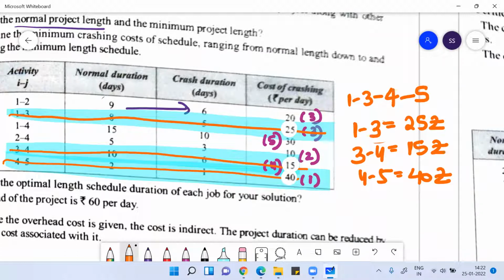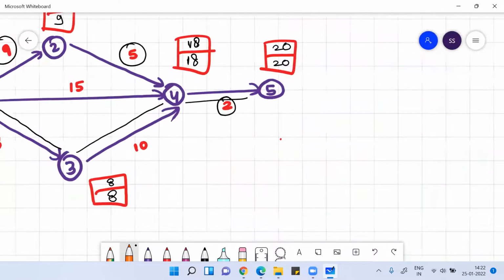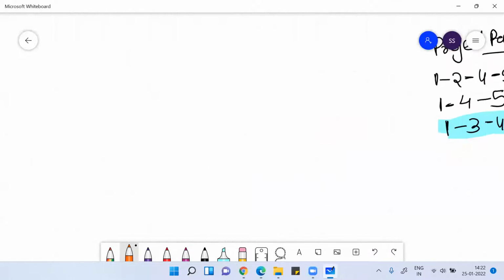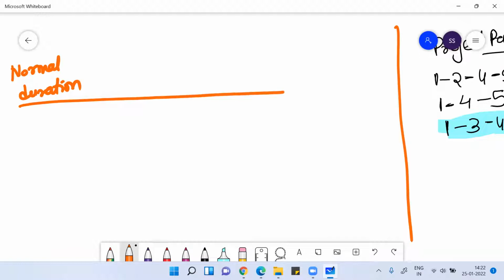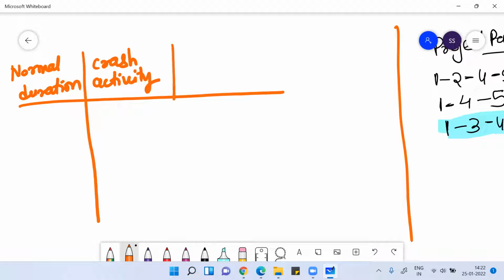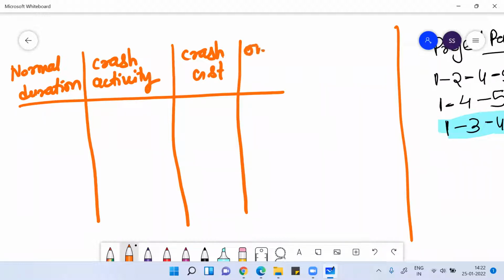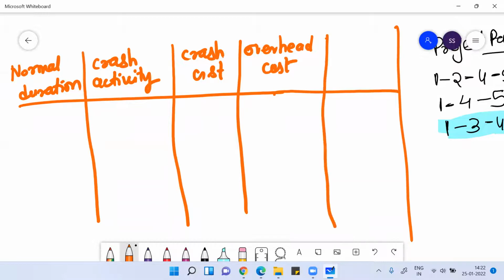So what I can do here is write the normal duration of the project, then the crash activity, then the crash cost, then the overhead cost, and then the total cost.